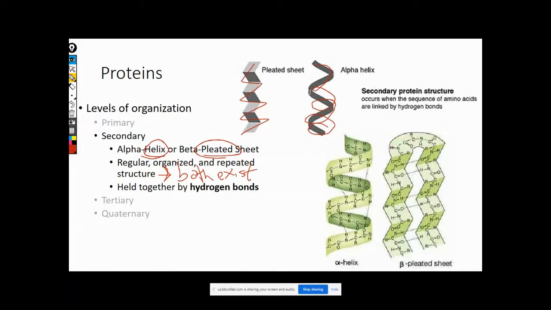Remember, these are held by hydrogen bonds. Okay, so we call these the leftovers. So remember, if we think about our carboxyl group, okay, so that normally looks like this, right?